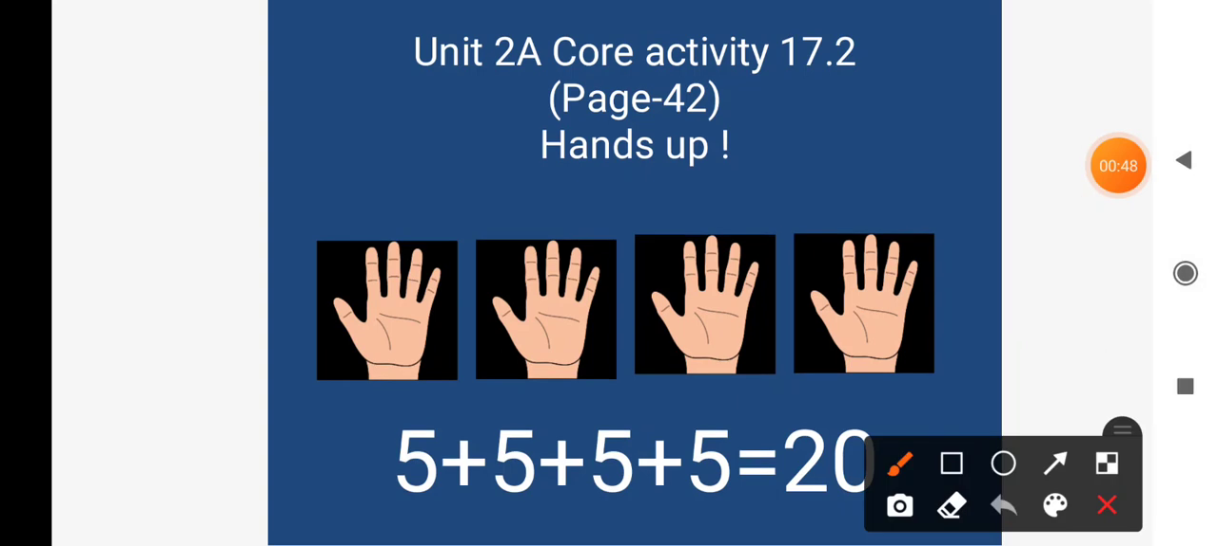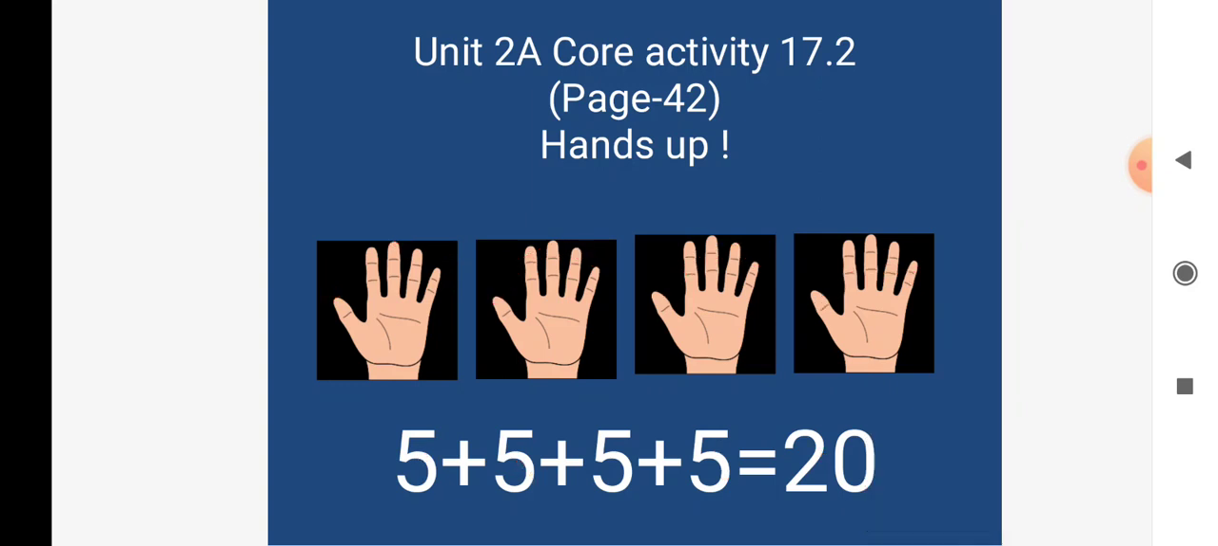Now here you can see hands. See, how many fingernails are there here? 1, 2, 3, 4, 5. So I have written 5 here. The same like this, 5 here, 5 here and 5 here. So all together it will be 20. 5 plus 5 plus 5 plus 5 equals 20.